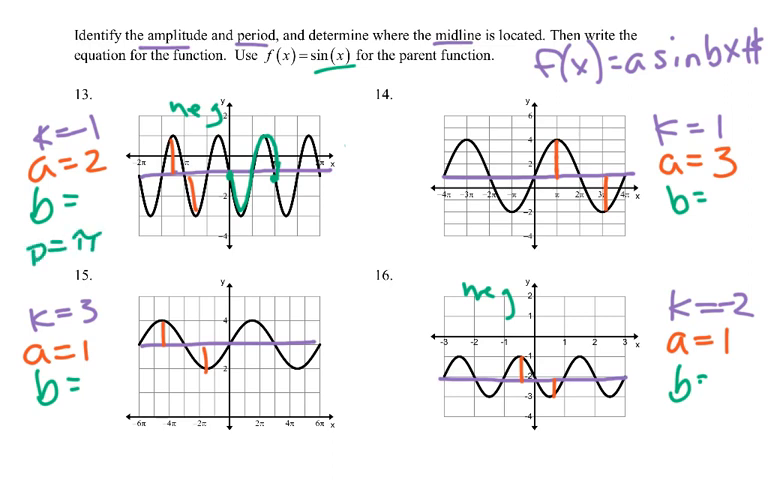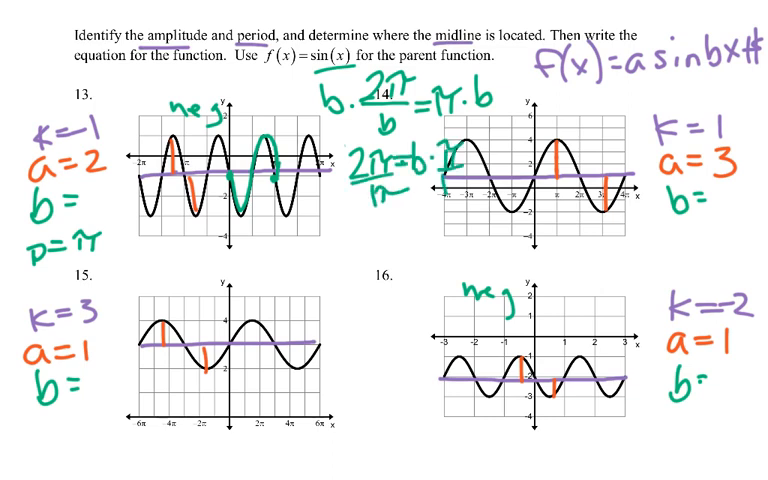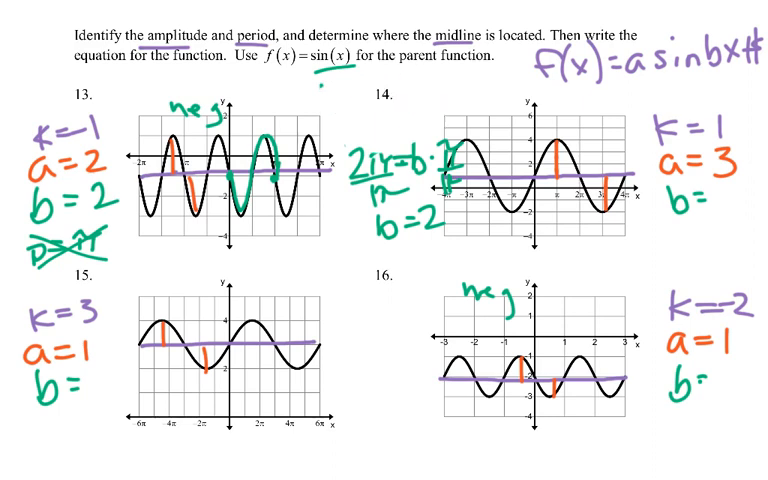So we know that 2 pi divided by b is going to equal pi, so we're going to have to do some figuring out here. I can multiply by b on both sides, so I get 2 pi equals b times pi. So divide by pi, and we see that b is going to equal 2. I don't actually need the period in my equation, but I do need the b.